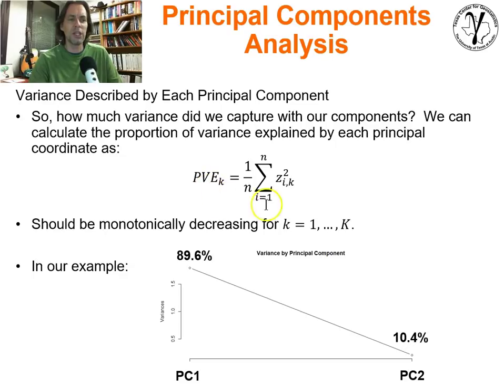And what we should find if we do that is that the variance described by the first principal component will be larger than the variance described by the second, larger than the variance described by the third. They should be monotonically decreasing as we go from the first principal component to the kth principal component that we are working with.